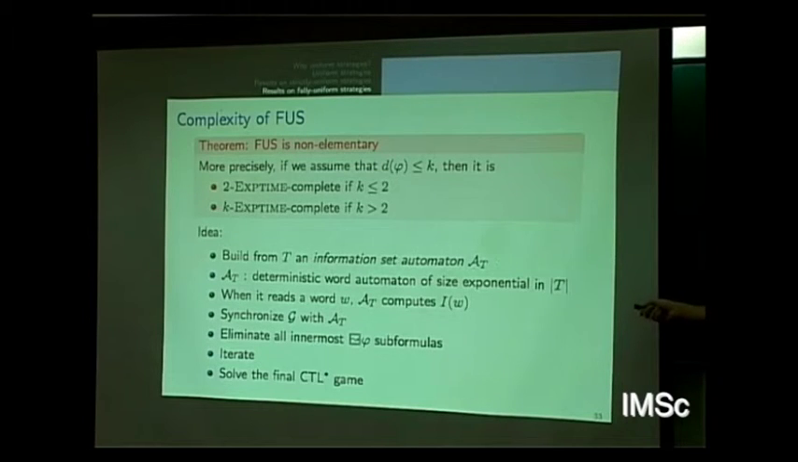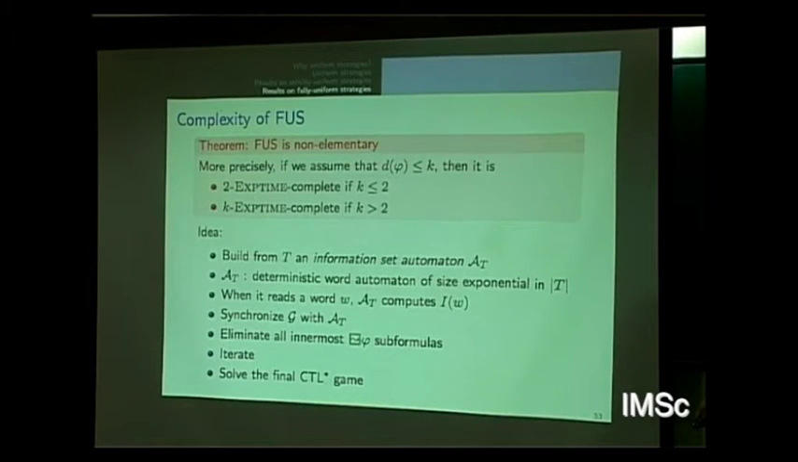Once you have this information set automaton, you synchronize it with your arena, and then you can eliminate all innermost formulas of this form. And then you iterate, every time doing a new power set construction, which gives an elementary procedure. At the end, you no longer have formulas of this kind, so you evaluate them, of course, and you replace them with.